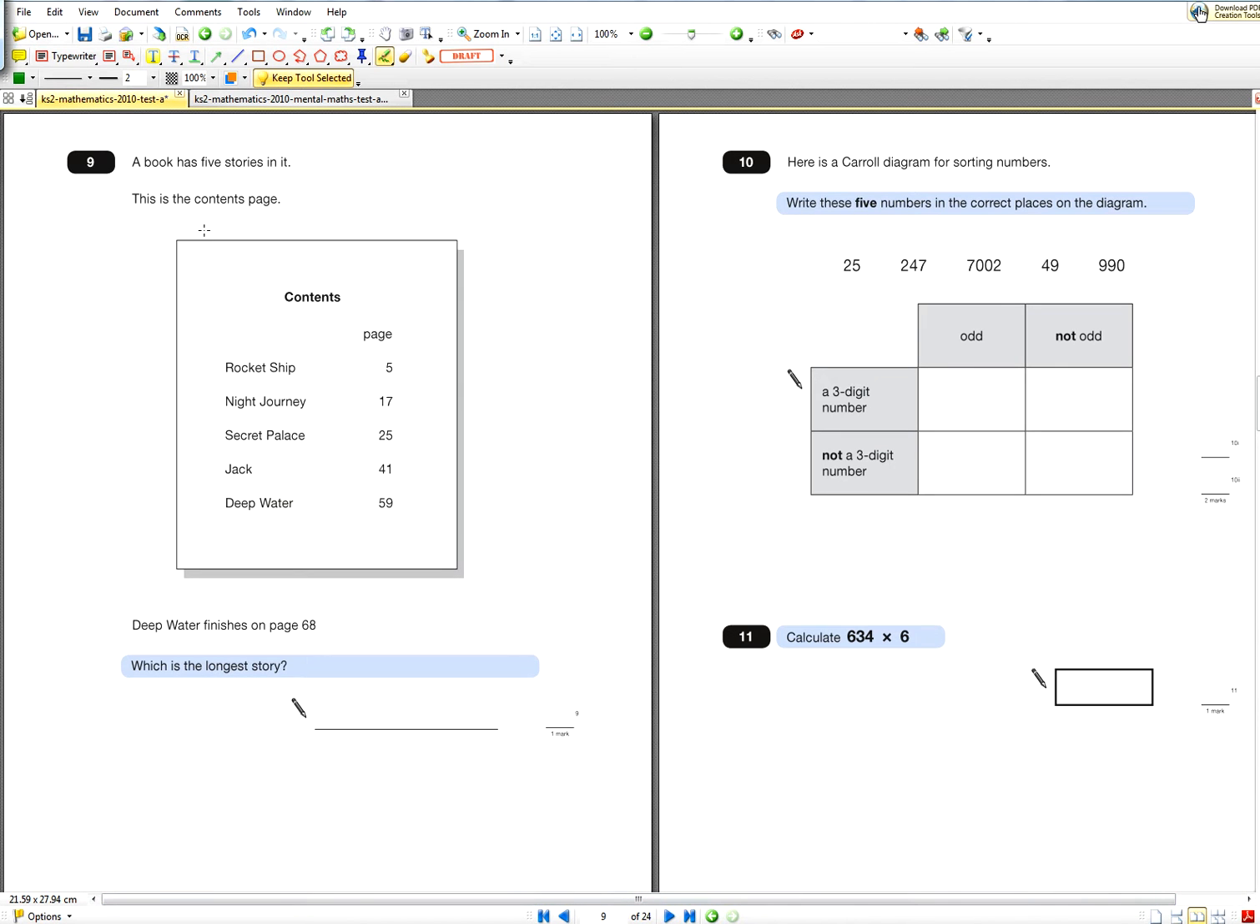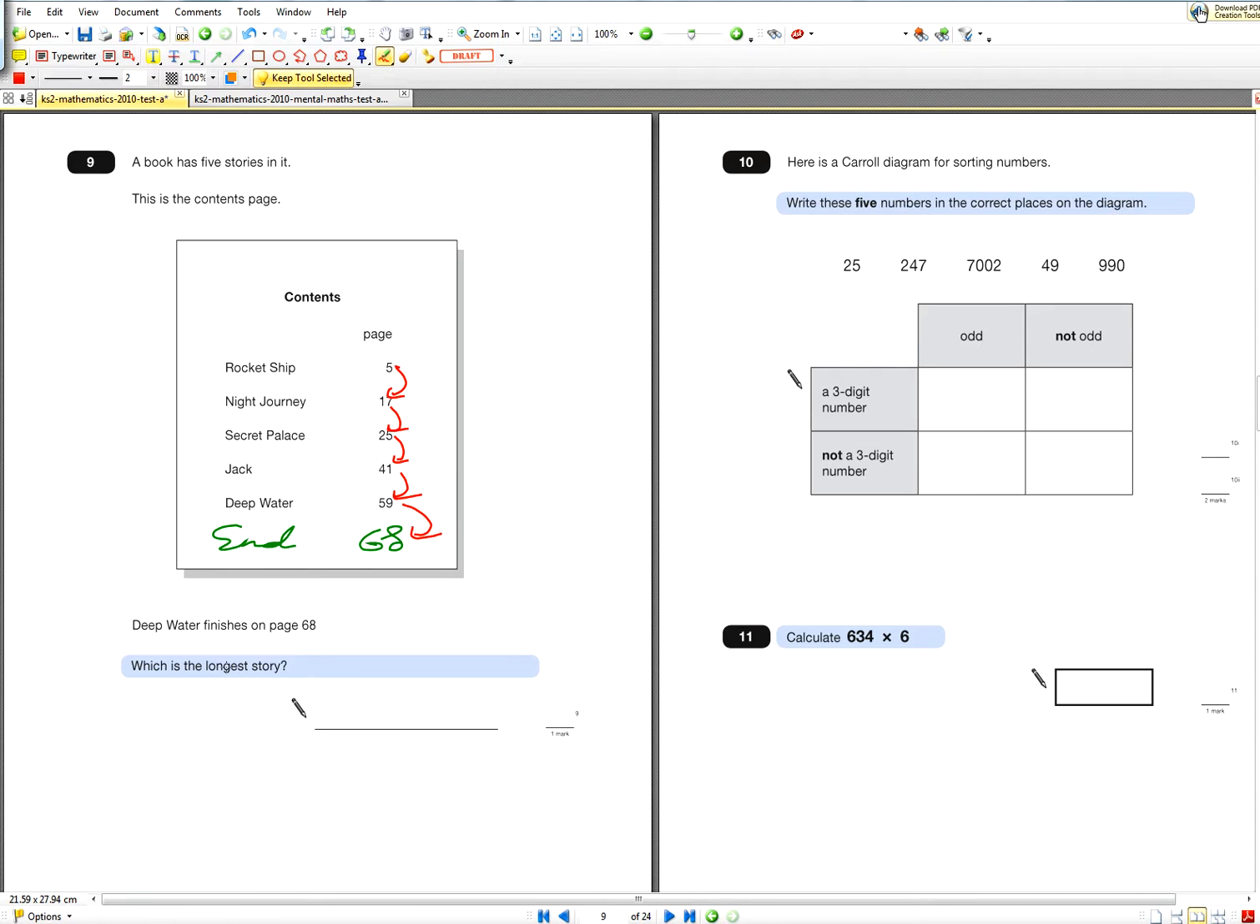A book has 5 stories in it. This is the contents page. The waterfish finishes on page 68. Which is the longest story? So that's the end of the book, 68. So you have to work out the amount of pages for each one. So what you should do is work out how many pages between each one here. By the large number, take away the small number.